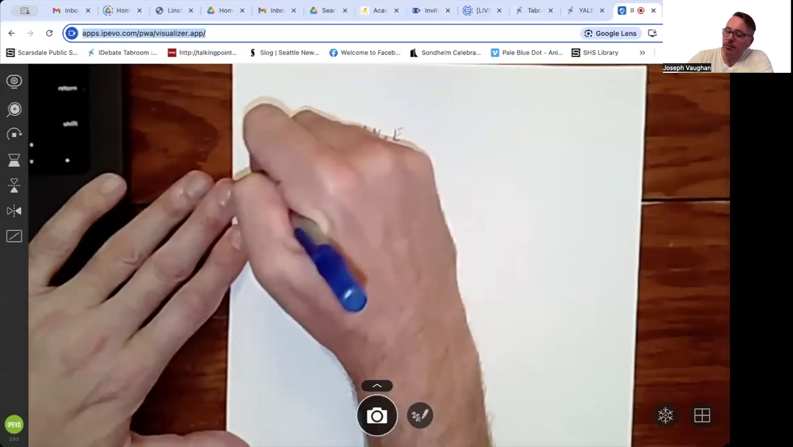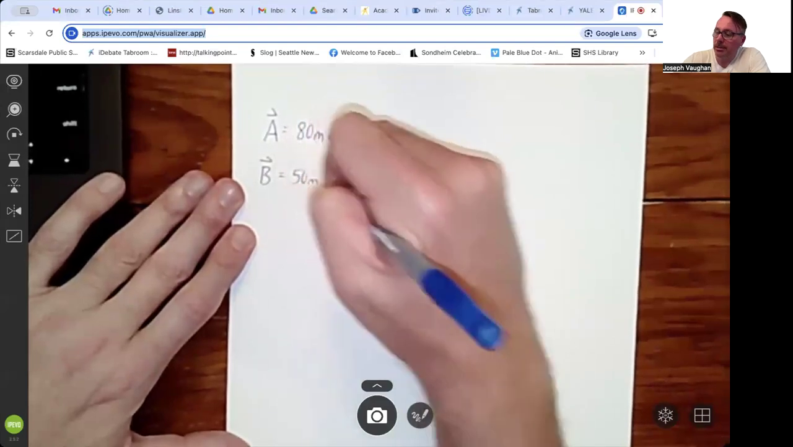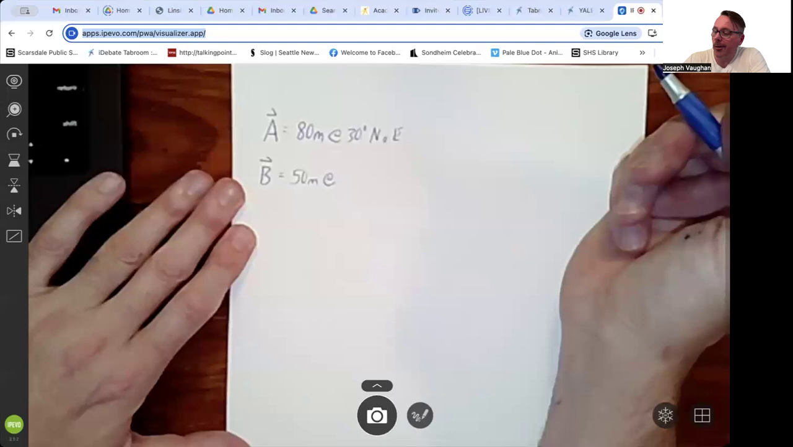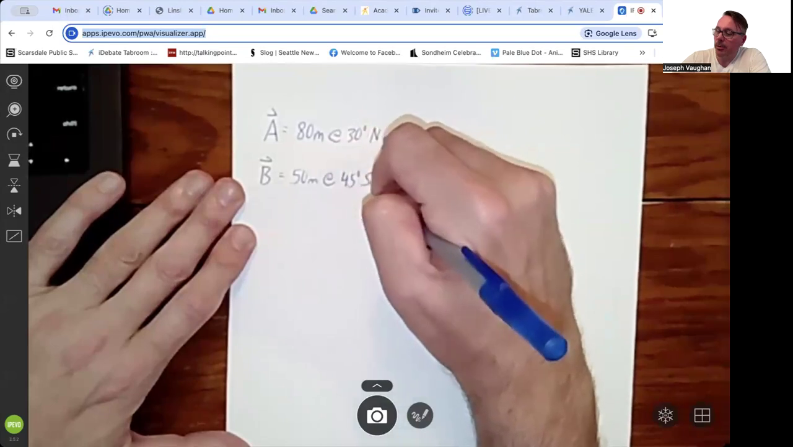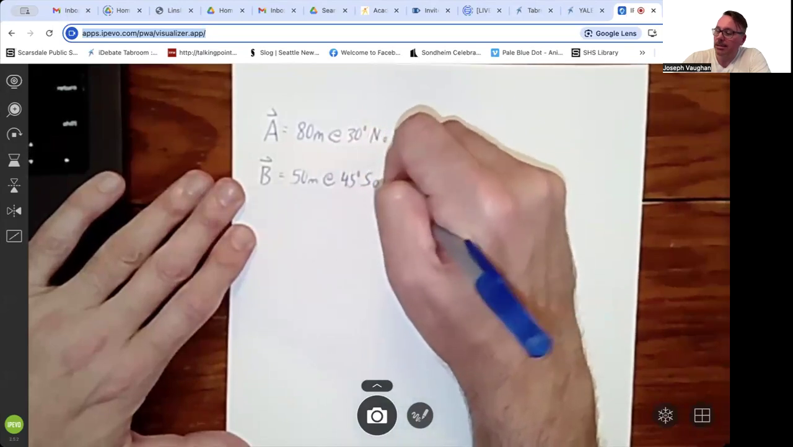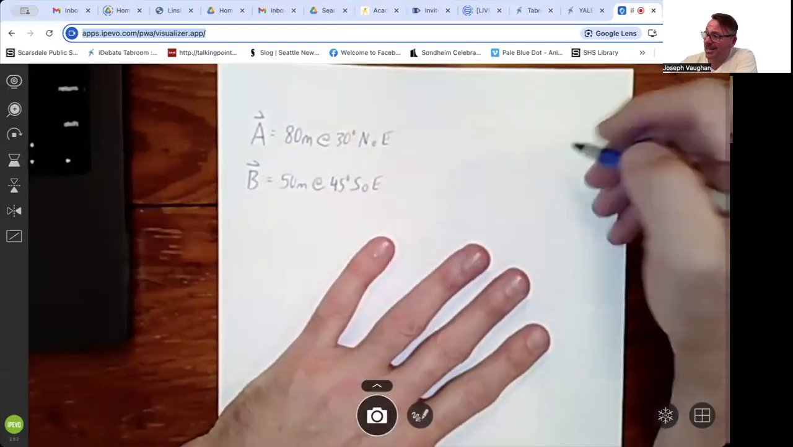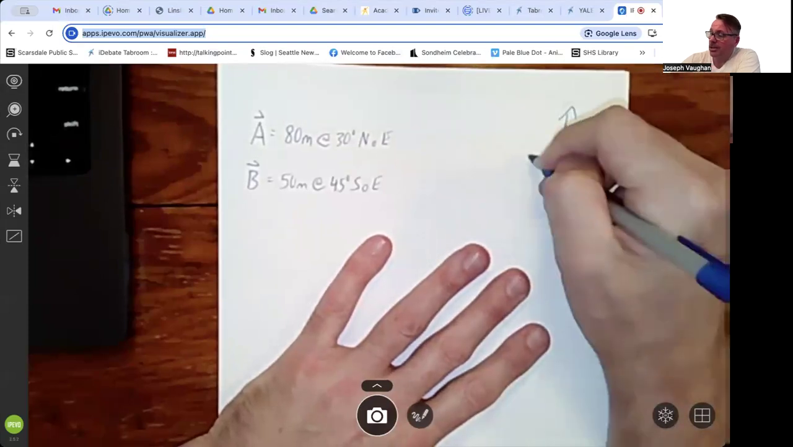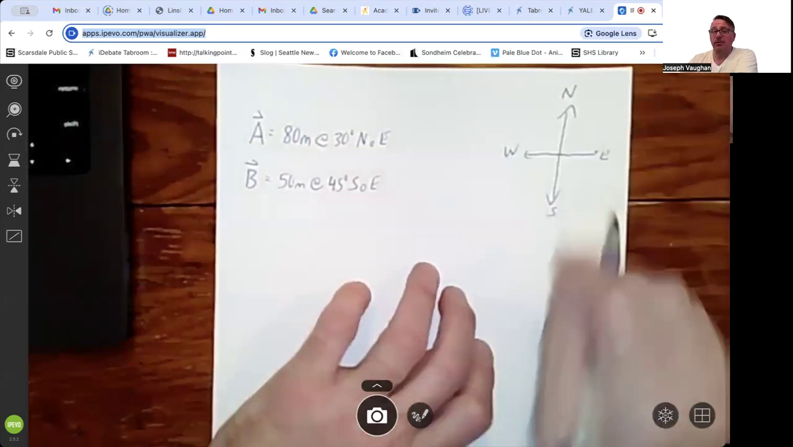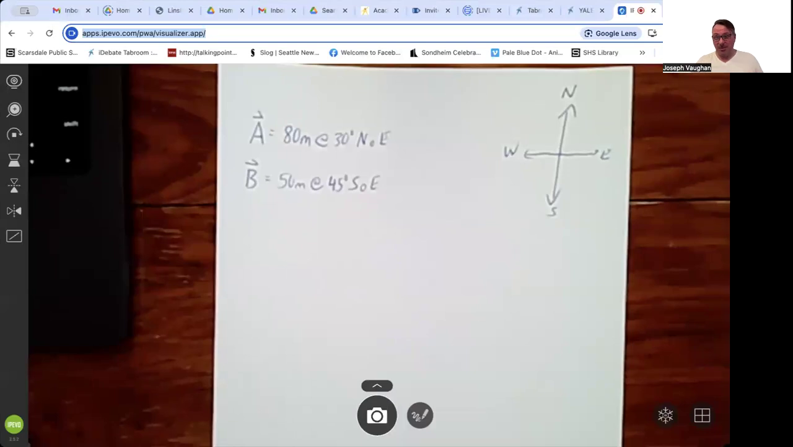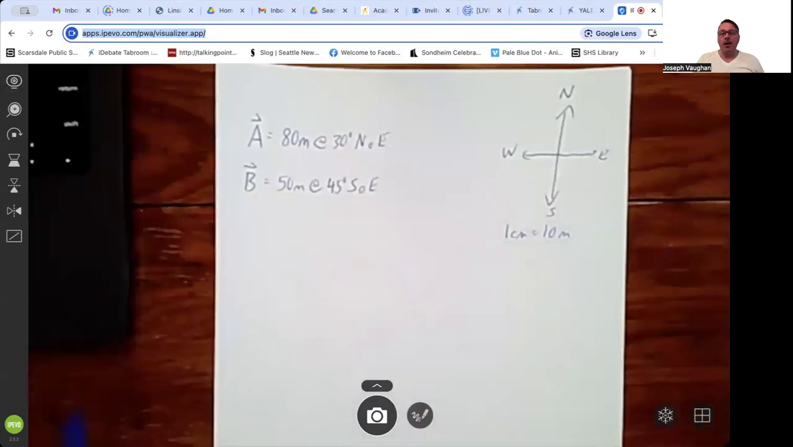And let's say our second vector B is, well, I don't know, 50 meters at 45 degrees south of east. Woof, a little bit harder of a process here, but it's the same process, folks. It's just the vectors are a little bit more complicated looking. That's all. But it's kind of nice to know, irrespective of how hard the vectors are, the process doesn't change. So here, I'm going to use 1 centimeter is equal to 10 meters as my scale and get going.